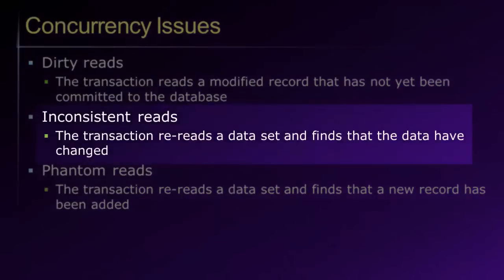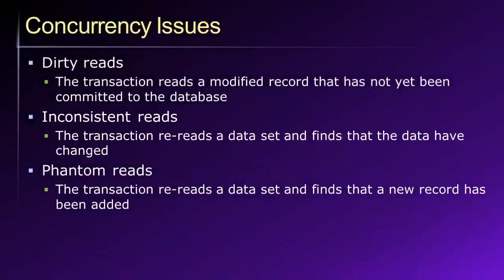Our second concurrency issue is called an inconsistent read. And in an inconsistent read, a transaction is going to reread a data set that it has previously examined and will discover that the values of the data have changed since the last time that it examined those data. So imagine a transaction where one of the early steps is to examine the values in the data set, and then it performs some additional operations on some other data. When it comes back and re-examines those original values, they have changed, meaning that in the interim some other user or some other process has altered the data upon which this transaction is relying. This is called an inconsistent read.